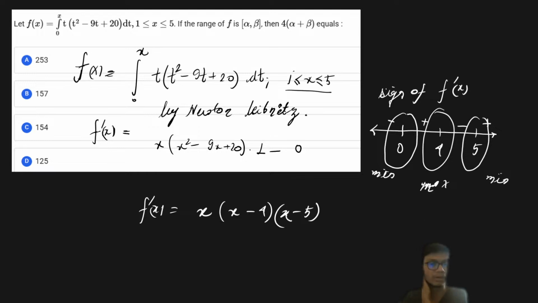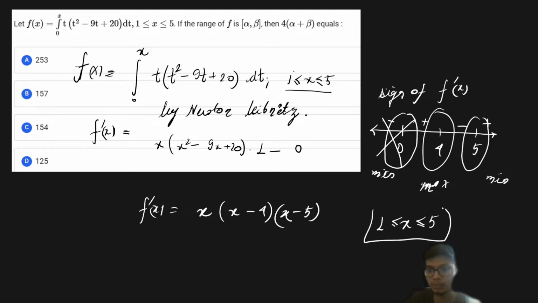So now, since our interval of x is between 1 to 5, this 0 does not count in, right? So 0 doesn't count in. So your x will basically be in between 1 to 5. So therefore, your range is basically up to f of 5. So let us try to find out what is the value at f of 5, right?